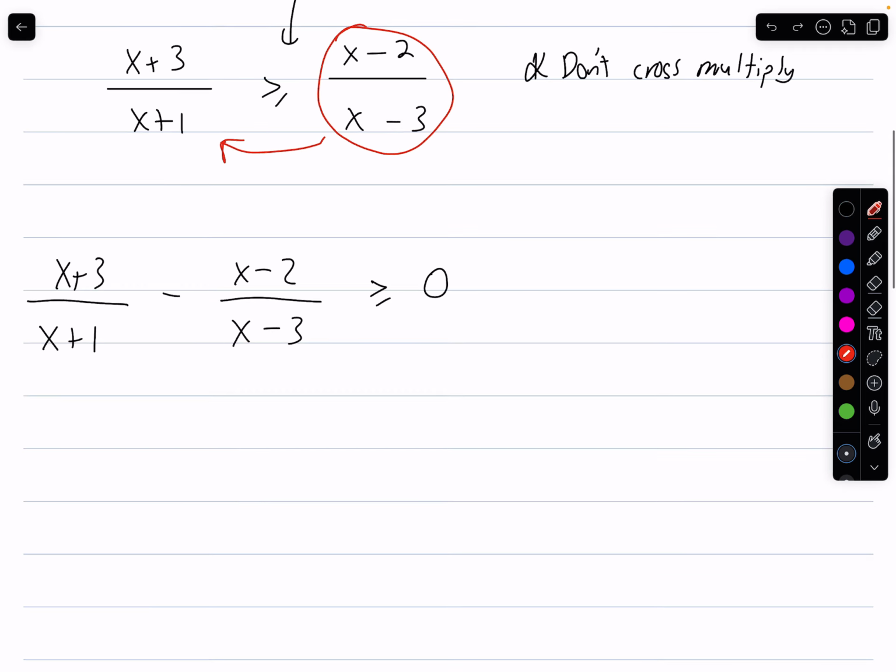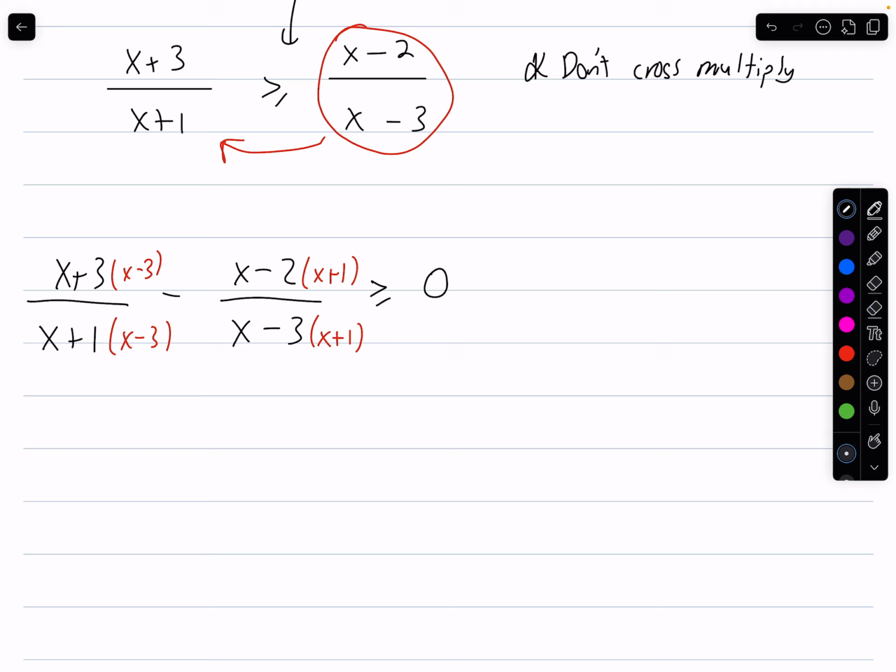So let's continue on. With the left side, we've got to find a common denominator. I'm going to multiply top and bottom by x minus 3 for the first term, and I'm going to multiply top and bottom by x plus 1 for the second term, because I want to make sure that the denominator is a common denominator, because we are adding and subtracting fractions. So we need common denominators.